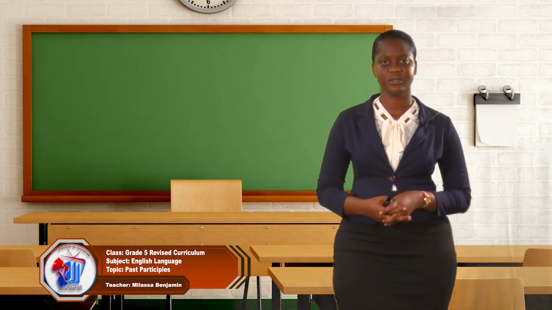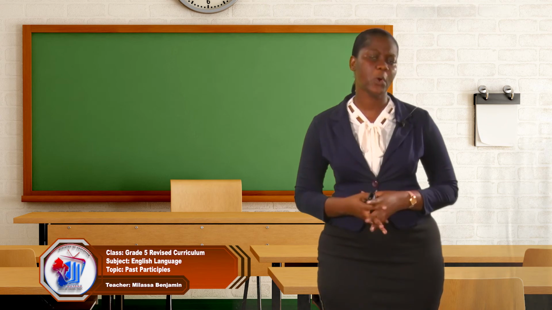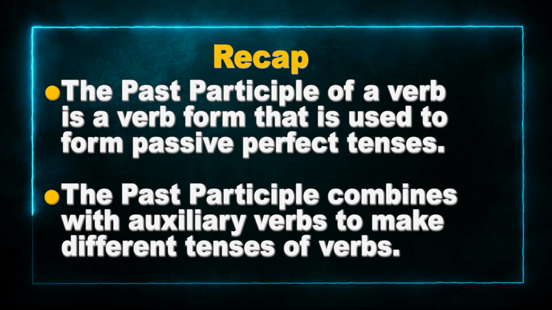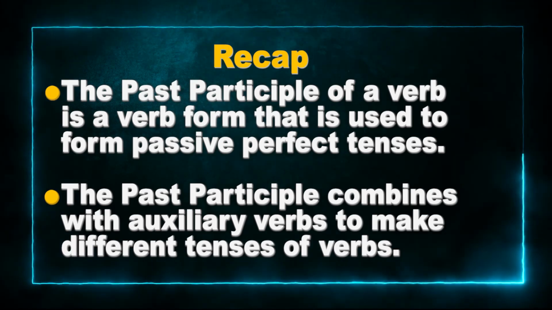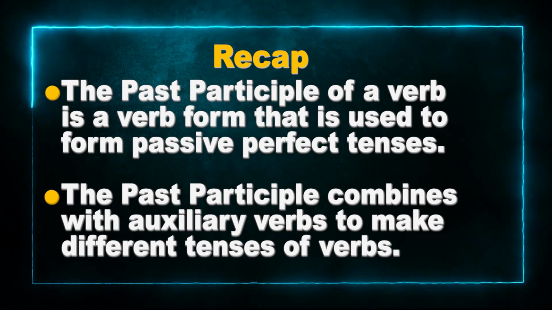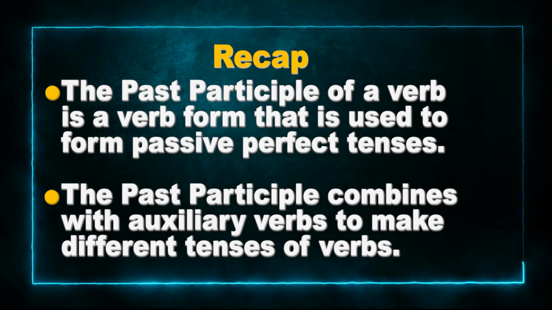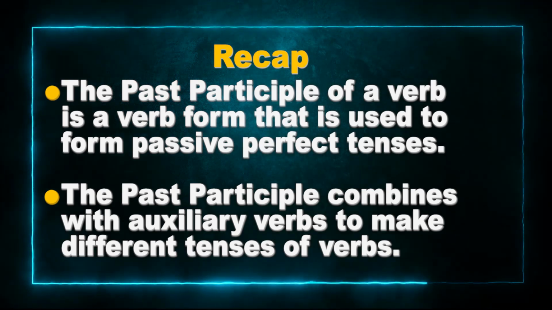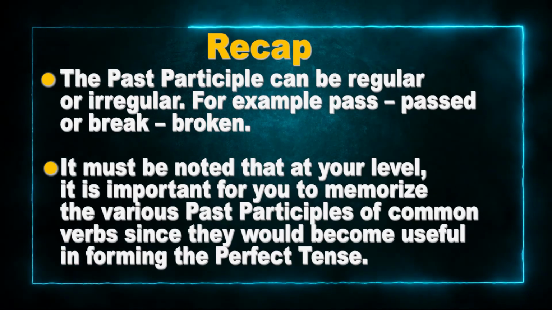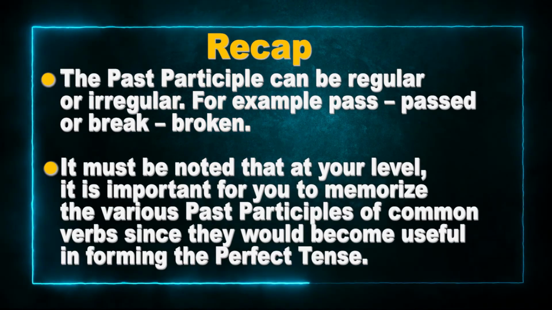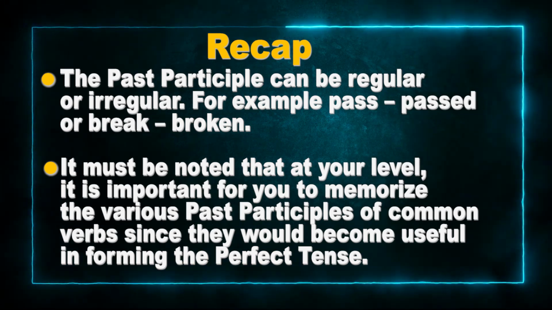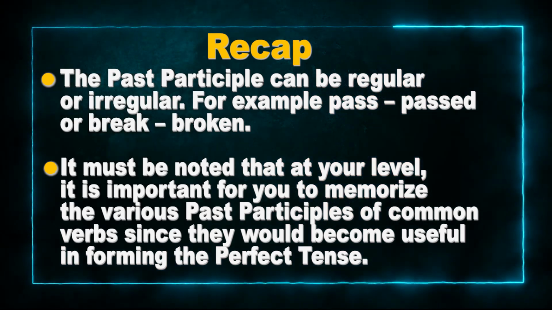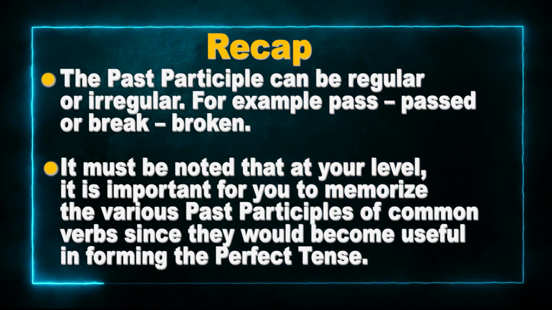So boys and girls, before we go, let's look over what we have done. The past participle of a verb is a verb form that is used to form the passive and perfect tense. The past participle combines with auxiliary or helping verbs to make different tenses. The past participles can be regular or irregular. For example, pass, the past participle would be passed. Or break, the past participle would be broken.